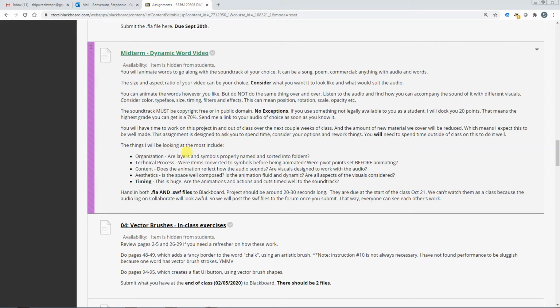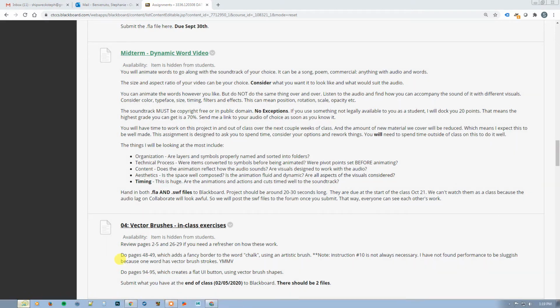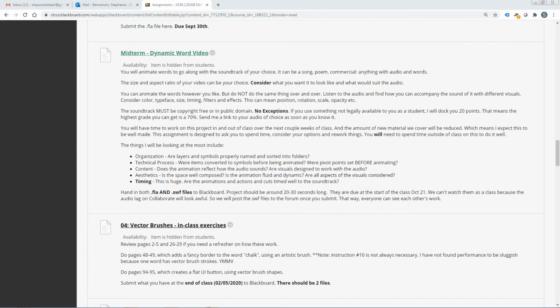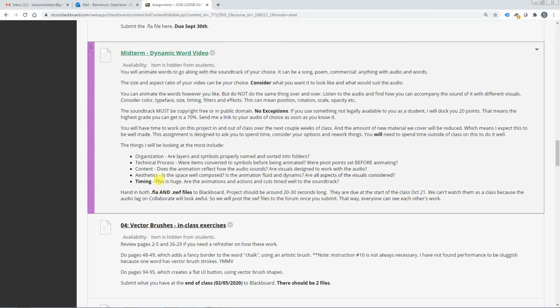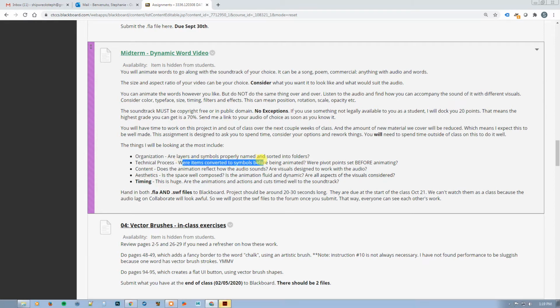I'm also going to be looking at organization. So are things, you know, organized properly? I've actually got a couple. I'll look at one of these here. So we'll look at that in a second. Technical process. So if you're using a motion tween or a classic tween, did you convert things to symbols properly beforehand? Because if you didn't, I'm going to know. Are pivot points floating around all over the place, or were they set beforehand properly?